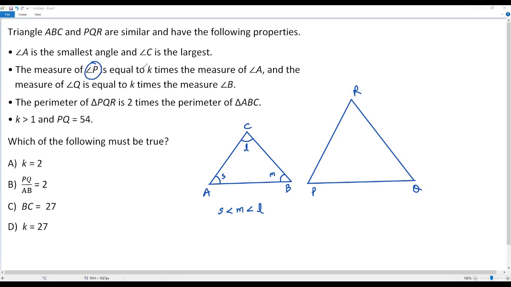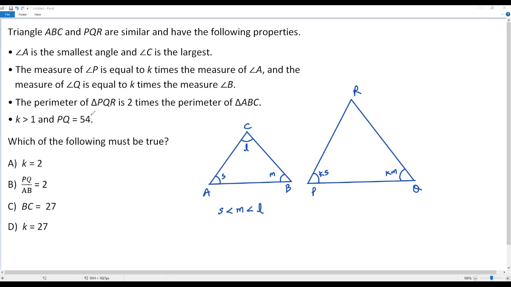That is, the measure of angle P is equal to K times the measure of angle A. Let me take the interior angle at the vertex P in the second triangle. The measure of this interior angle is equal to K times the measure of the interior angle at the vertex A in the first triangle, that is K times s. Then the measure of this interior angle at the vertex P is Ks. And we have the information: the measure of angle Q is equal to K times the measure of angle B. Here we have the vertex Q. The interior angle measure at this vertex is equal to K times the measure of angle B, that is K times m.